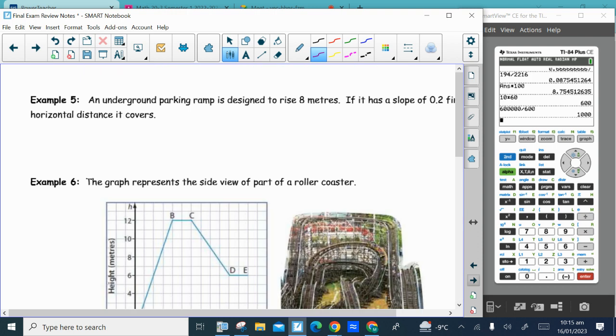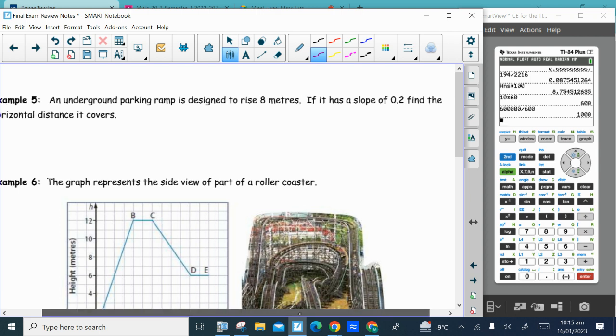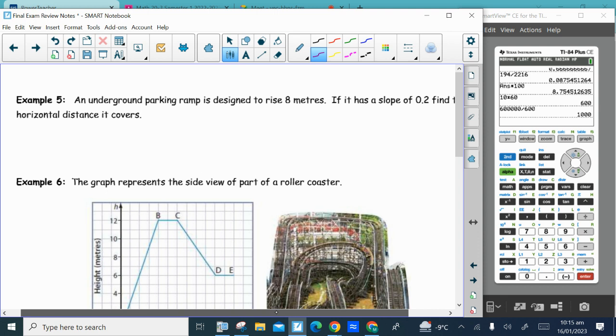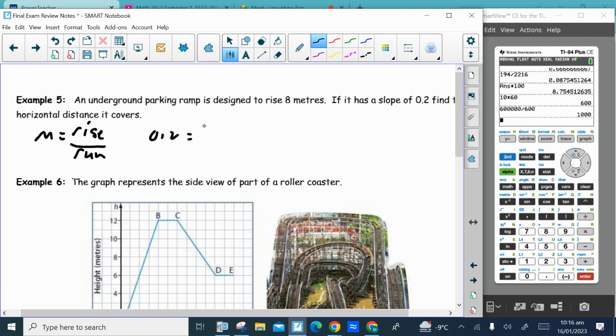Number 5 says an underground parking ramp is designed to rise 8 meters. We're told it has a slope of 0.2. Find the horizontal distance, which is the run. So again, we know that m, the slope, is rise over run. In this case, we're told the slope is 0.2. The rise is 8 meters. We want to find the run.